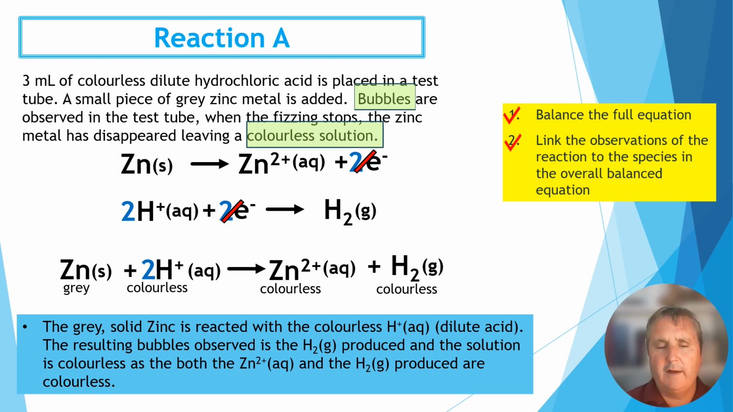We've covered all aspects of our report. We've written a fully balanced equation. We've linked the colors to the species present. And on the previous 2 slides, we carried out the explanation as to why for one equation the loss of electrons is oxidation, and the bottom one is reduction.